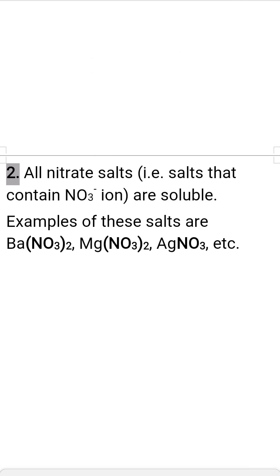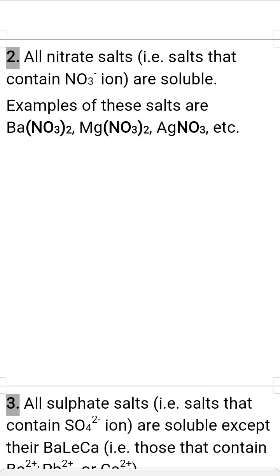Then we now move to principle number 2, and it says all nitrate salts are soluble. Again, there is no exception. What do we mean by nitrate salt? Nitrate salts are salts that contain the NO3 group, NO3 minus, which is called the nitrate ion. So any salt that contains NO3 in its formula is a soluble salt, and we don't have any exception. Irrespective of the other part of the salt the NO3 is combining with, the salt is a soluble salt.